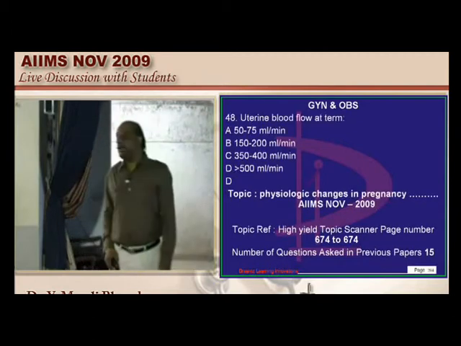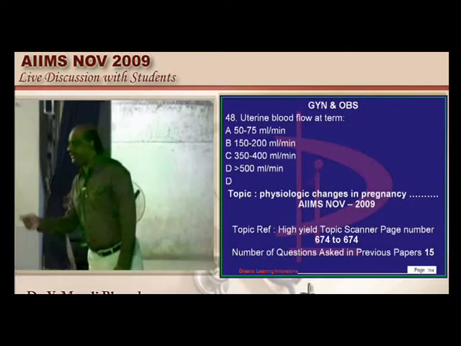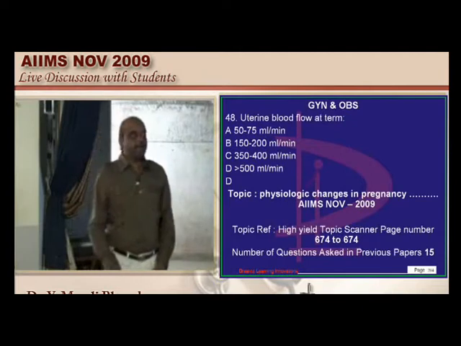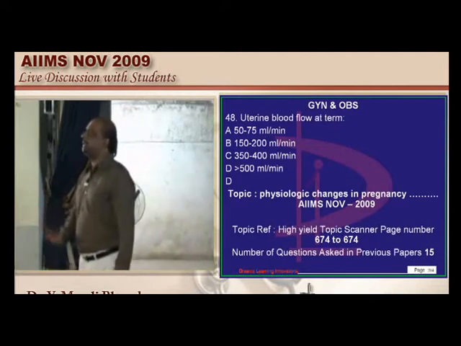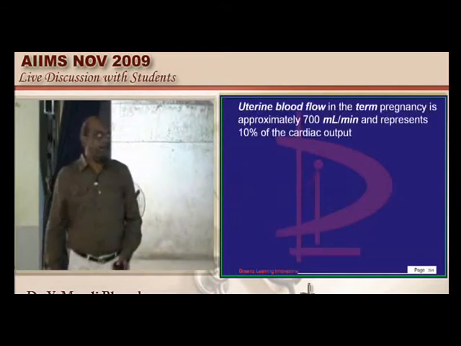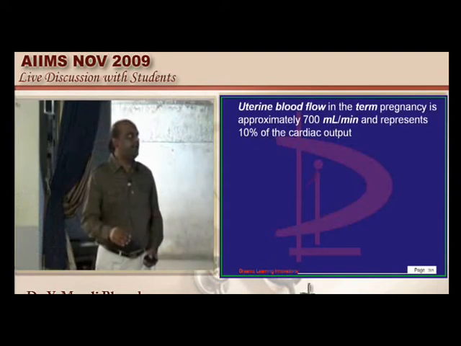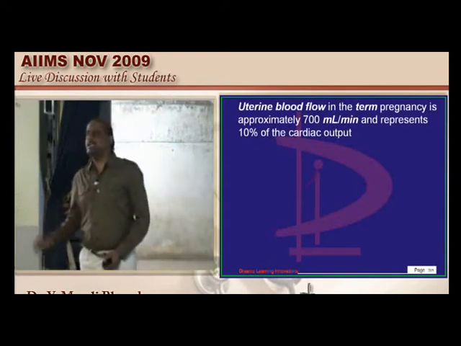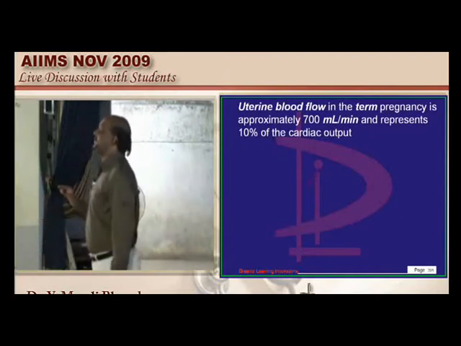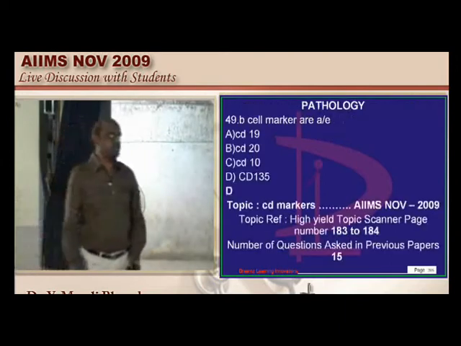Now, how much is the uterine blood flow? What is the high yield topic from where this question has come? Physiological changes in pregnancy. There are nearly 15 questions which have been asked in the past 15 years. So don't miss this question, doctor. The uterine blood flow will be around 700 ml per minute. That is, it will be more than 500 ml per minute, which becomes the answer, and it represents almost 10% of the cardiac output in case of term pregnancy, is what I want to underscore to all of you.